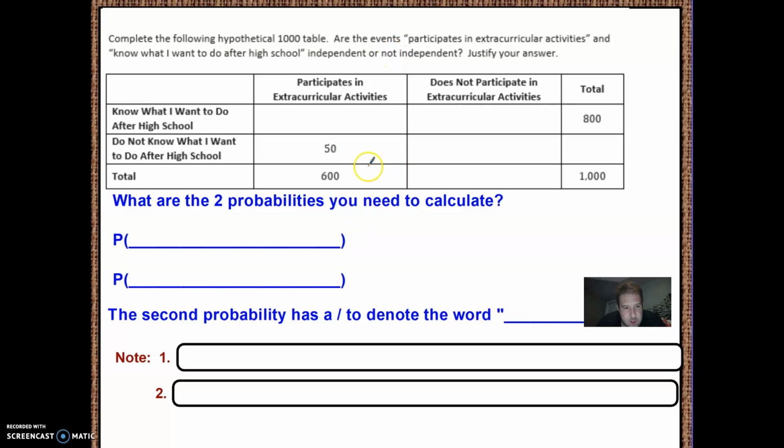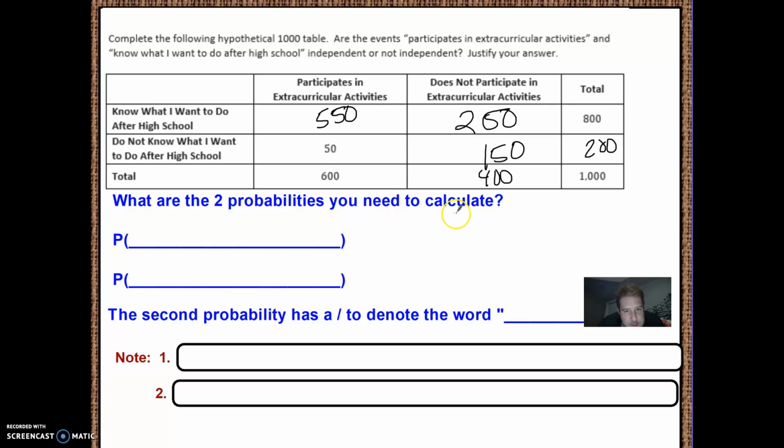All right, so first thing to do is complete the hypothetical table. So this has to be 550. This would have to be 250. This would be 400. This is 200, and this would have to be 150.